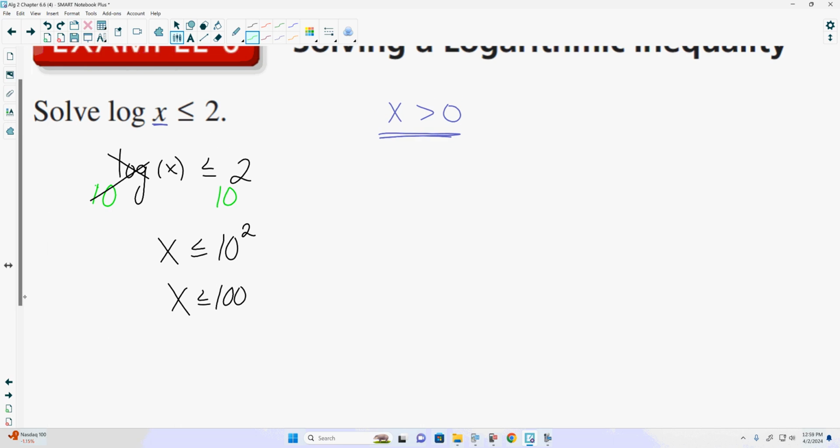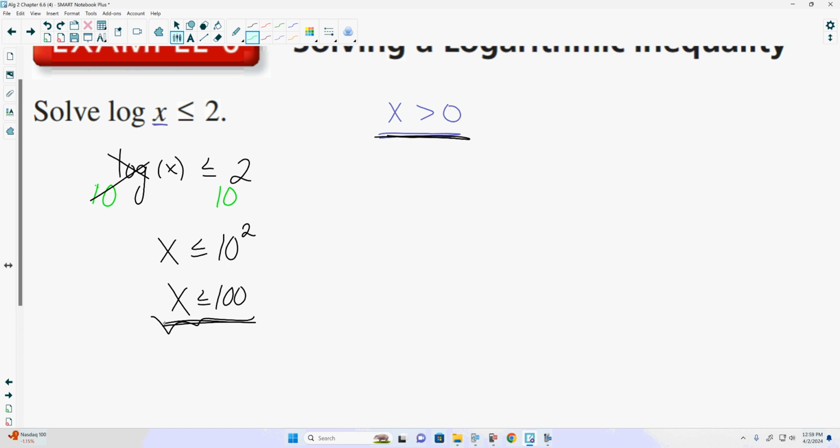Does our restriction that we had earlier matter, that x is greater than 0? It kind of does. So x has to be greater than 0. And our final statement down here is saying what? That x has to be less than or equal to 100, yes? So this part's fine. This part's fine. But we're saying that x is all the values less than or equal to 100, yes?